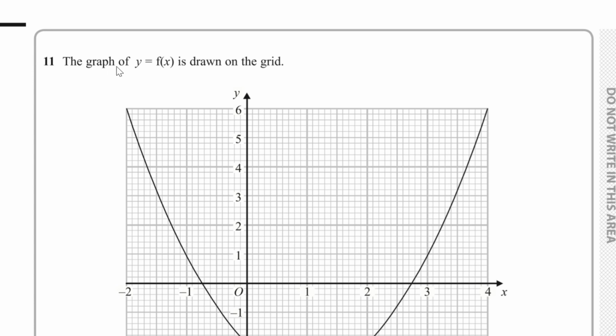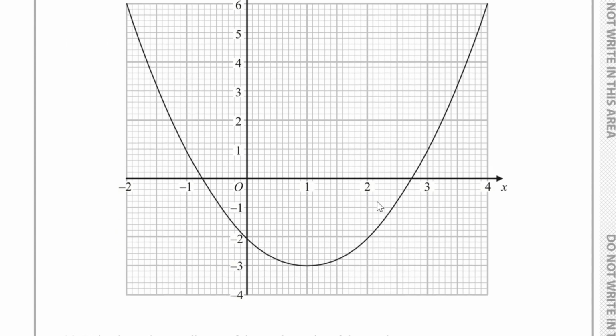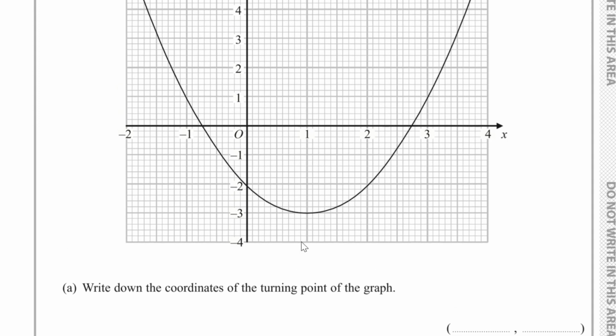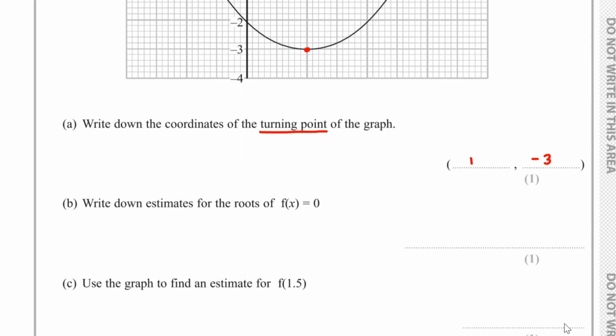Question 11, the graph of y equals f of x is drawn on the grid. That's what we see here. And for part A, we have to write down the coordinates of the turning point of the graph. Well, the turning point would correspond to this minimum point given over here. So this is the turning point of the graph. It has coordinates 1 across, 3 down. So we've got coordinates (1, minus 3).